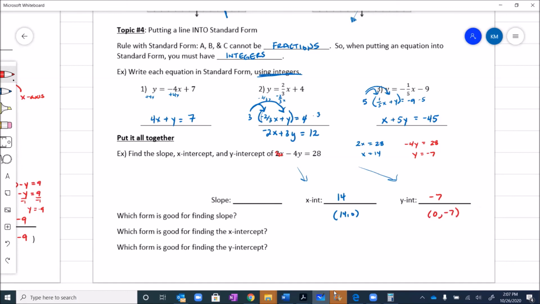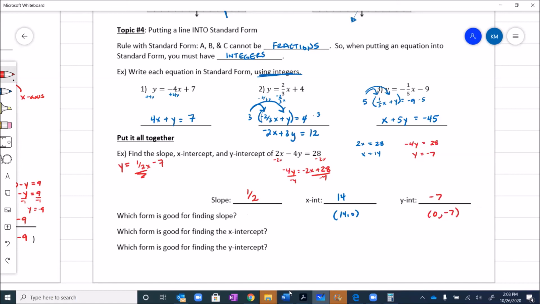Okay, found both of those, didn't need to change this equation very much. Now slope, a different story, because for slope, I can't see it in standard form. So I want to change it to slope-intercept form, which means get y by itself. So to do that, I'm going to subtract 2x from both sides. Get negative 4y equals negative 2x plus 28. Divide by negative 4 on both sides, on all sides. Okay, and what that gives me, y equals negative 2 divided by negative 4 is positive 1/2 x. 28 divided by negative 4 is negative 7. So my slope, 1/2.